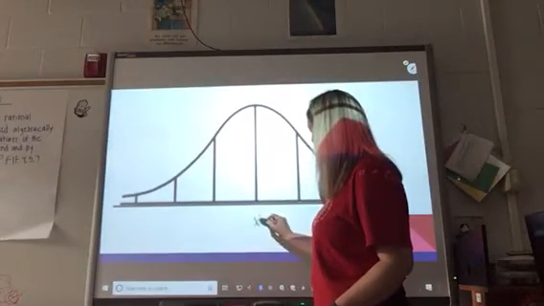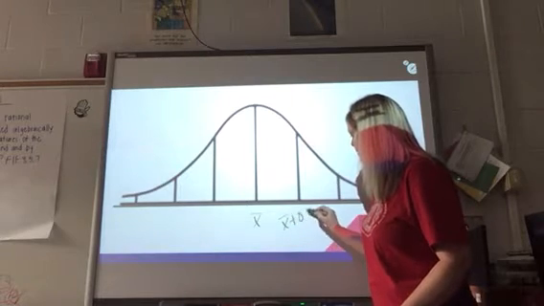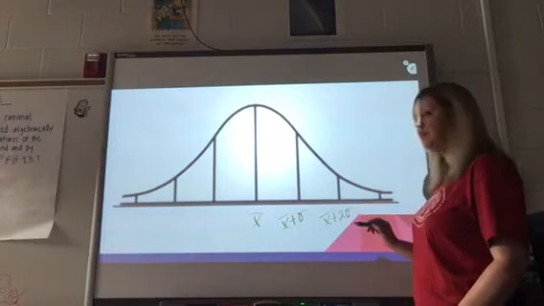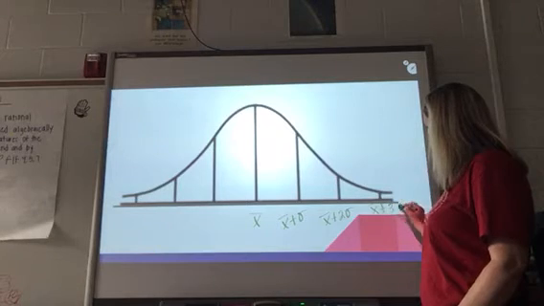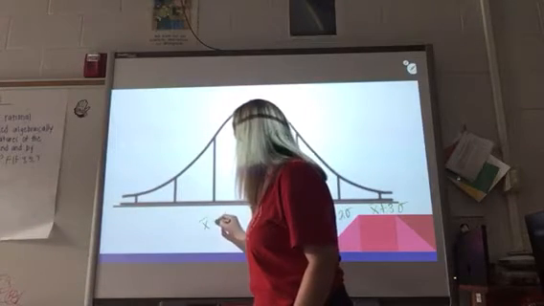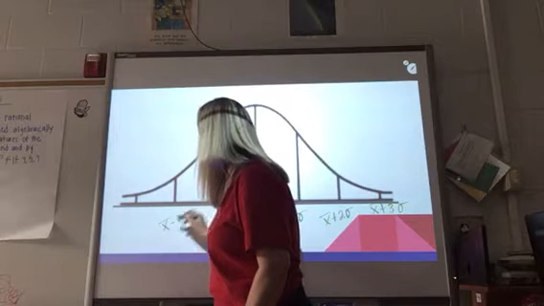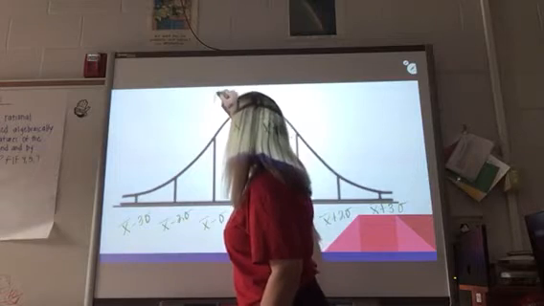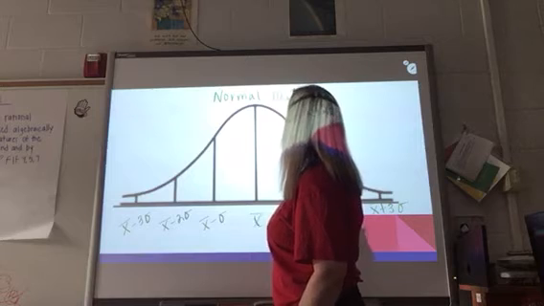This right here always represents your mean. This is the mean plus 1 standard deviation. This is the mean plus 2 standard deviations. And this is the mean plus 3 standard deviations. This is the mean minus 1 standard deviation, minus 2, and minus 3. Now this is only when you're dealing with a normal distribution.